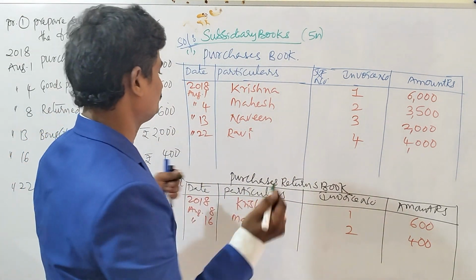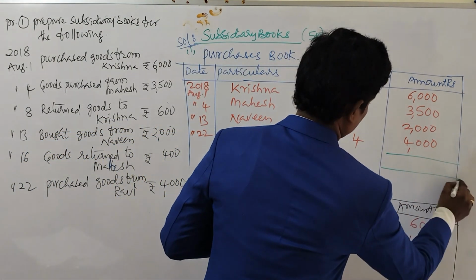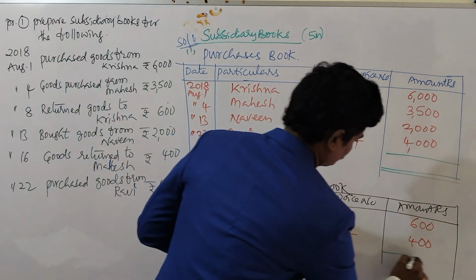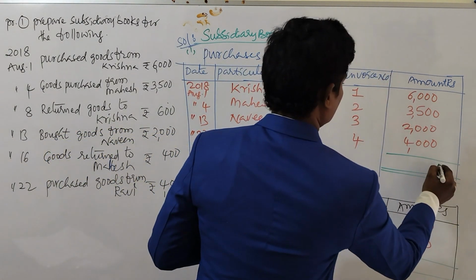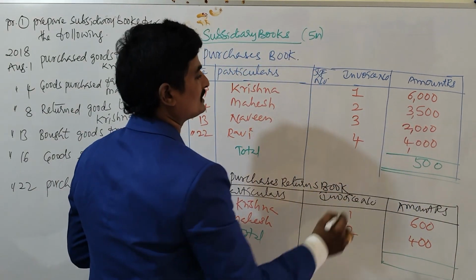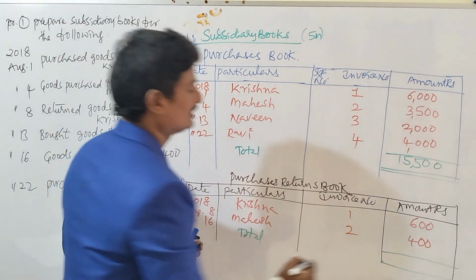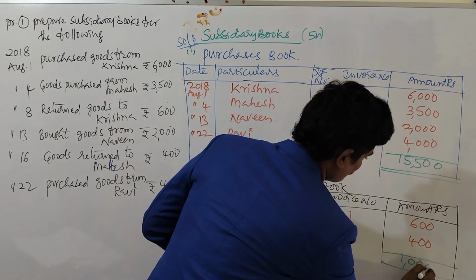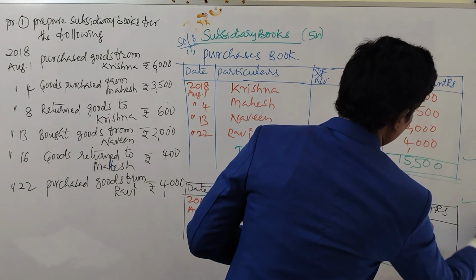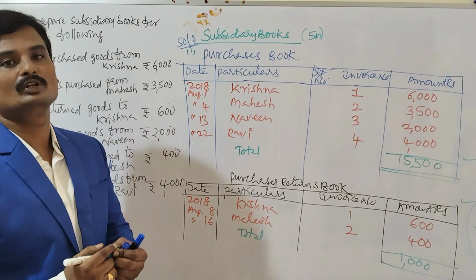Next, total. Just total the amounts. Here it is also total, 15,500, and here it is just 1000 total. Okay, so you will get 5 out of 5 for this problem. Yes, how is it? Very simple, no?